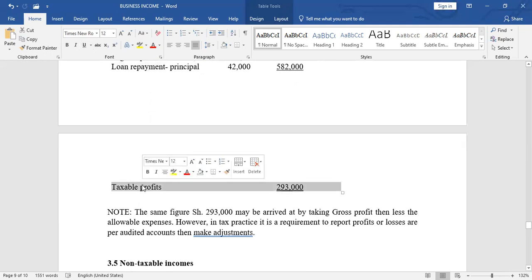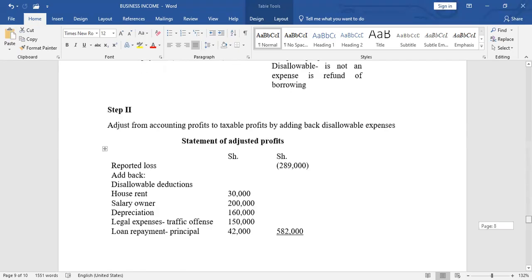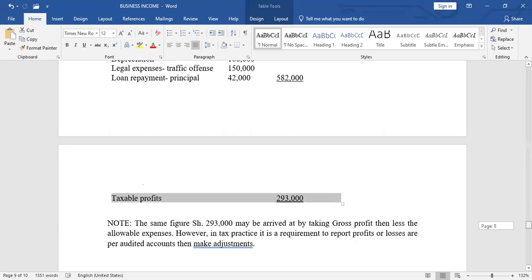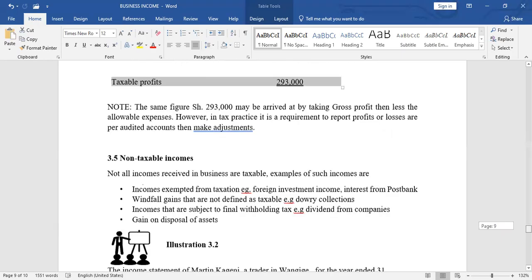And see the result. We now have a taxable profit of 293. So these guys were reporting a loss of 289, but after scrutinizing the expenses, we found that they were deducting some expenses that were not allowable. We have added those expenses back, and we arrive at their taxable profit.